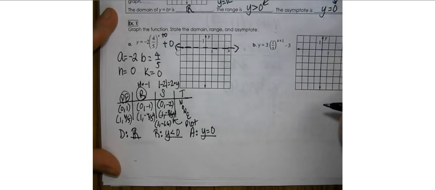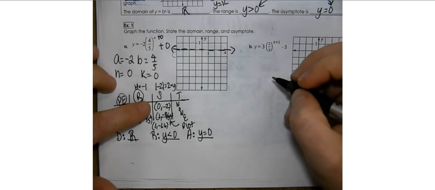So I'm going to graph my asymptote first. It's always important that you graph your asymptotes. I'm going to be looking for that on all of your tasks. Next, I'm going to plot 0, -2. So here's 0, -2, and 1, -1.6. So that's going to be about right here.